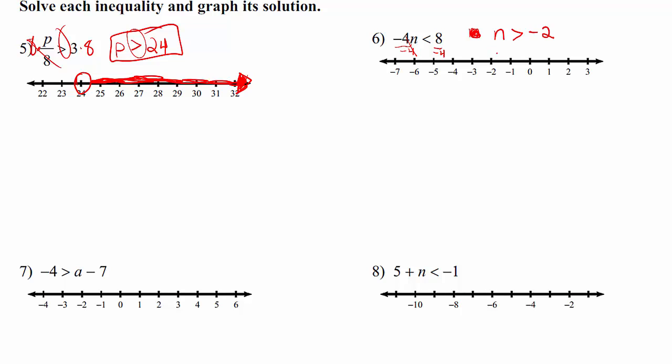If I divide by a negative, and what matters is that it's by a negative, not the top number here, but the bottom number, that's causing me to flip the inequality. So I'm going to put an open circle at -2, and it shades to the right. On 7, I'm going to say, how do I get a by itself? Well, why don't I just add that 7 over to the left side?